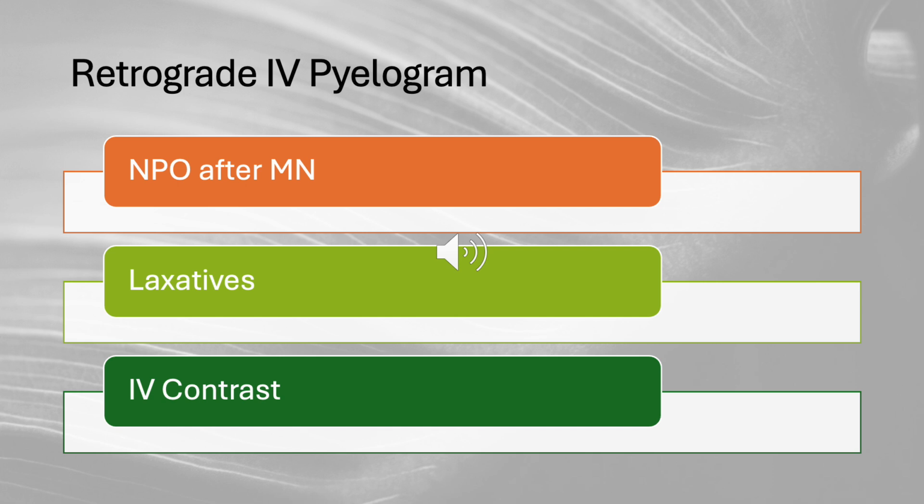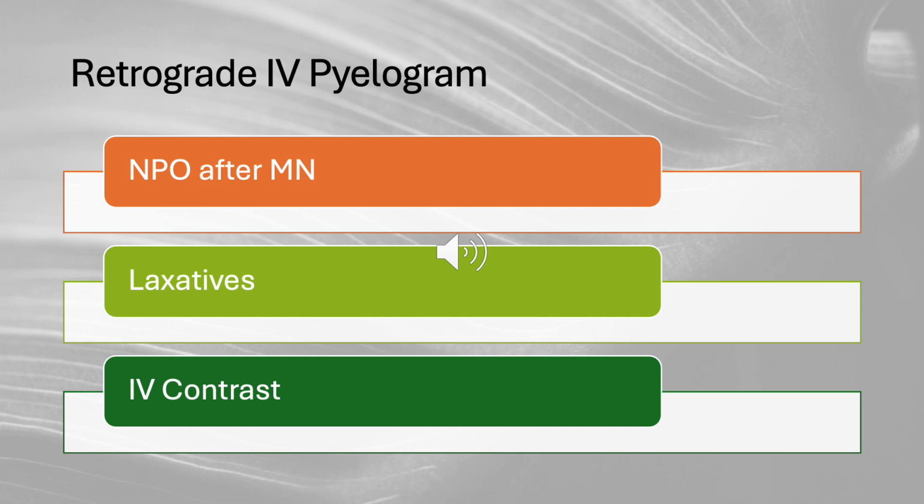So the IV pyelogram is looking at the renal pelvis for structural disorders. And so some of the nursing interventions include NPO after midnight. They do have contrast medium, and it does go in the bloodstream, okay, with this. Laxatives. They got to clear out the bowel, and typically they get an enema before they have the test. And they do use IV contrast.